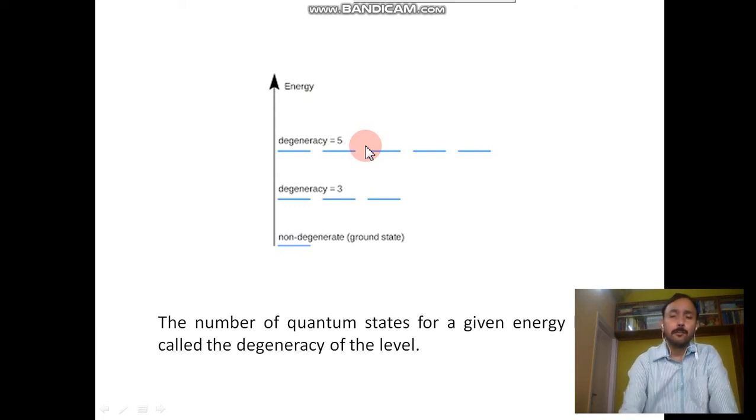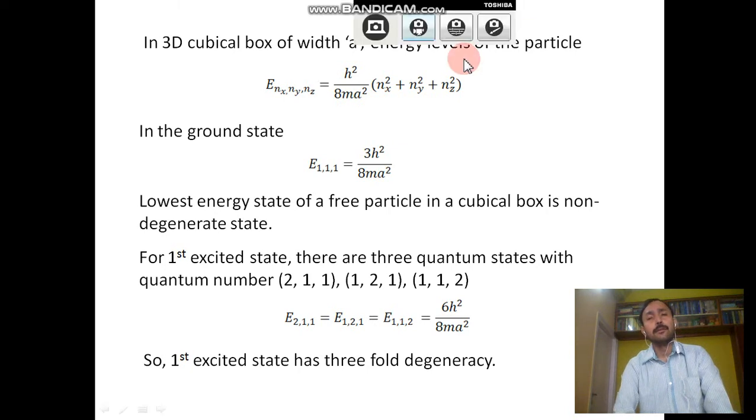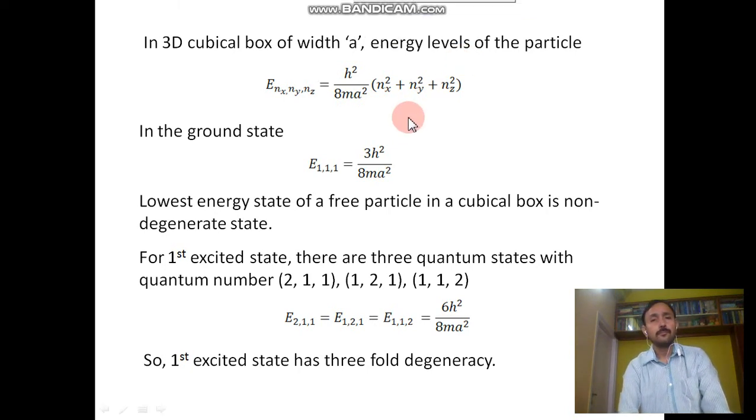Now come to the mathematical part that can be understood easily. In a 3D cubical box of width a, the energy levels of the particle we can write as E(nx, ny, nz) equals h square by 8ma square times (nx square plus ny square plus nz square). h means Planck's constant, m means mass of the particle, a means width of the potential well. Now in the ground state, nx, ny, nz is equal to 1, 1, 1.